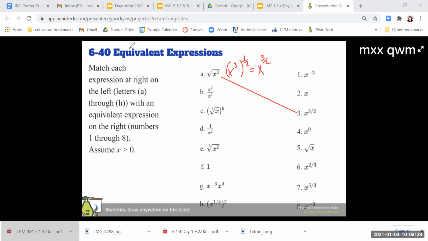So x to the second over x to the fifth. When we subtract exponents, we get x to the 2 minus 5, which is -3. And that tells me that B goes with 8. It's sort of hidden down there. The cube root of x to the fifth. So just keep on working through them. How do we change their format? That's x to the 1/3 to the fifth, which is x to the 5/3. Oh, look at that. That's number 7.